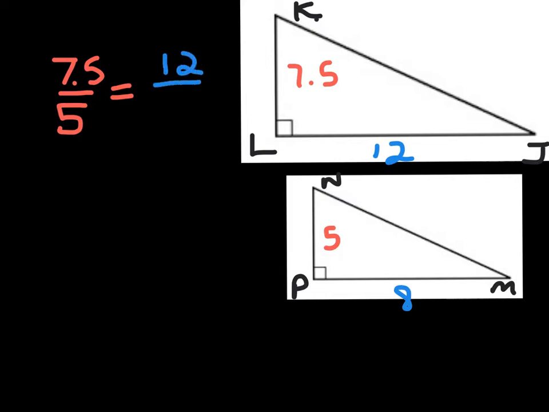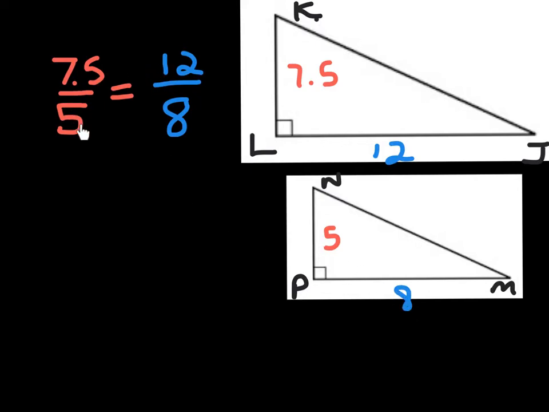And it needs to have the corresponding side of the second triangle on the bottom. So the corresponding side of LJ of the second triangle is PM, and its measurement is 8. So I'm going to put 8 on the bottom of 12. On the top of my proportion, I have the first triangle. So here's the top triangle measurement, and this is the top triangle measurement, 7.5, 12. And on the bottom, I have the bottom triangle.